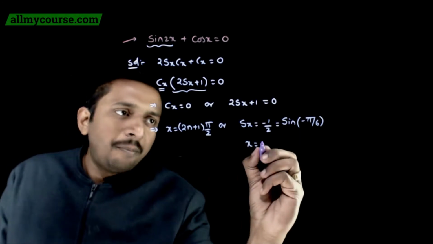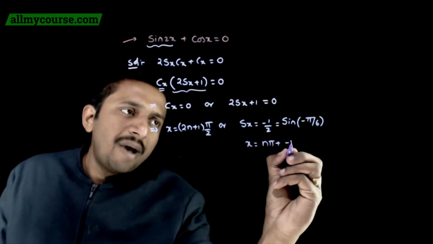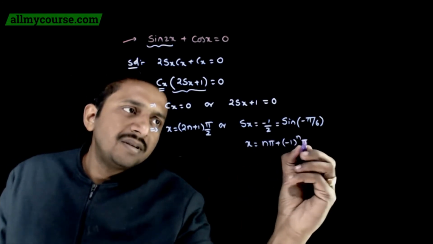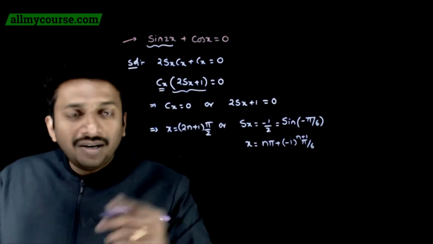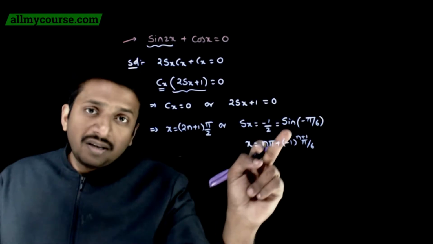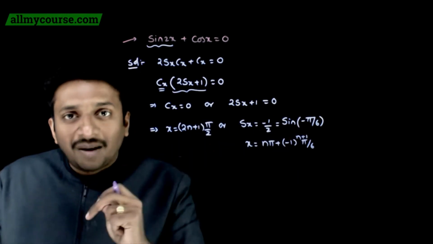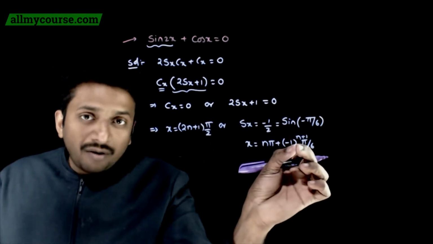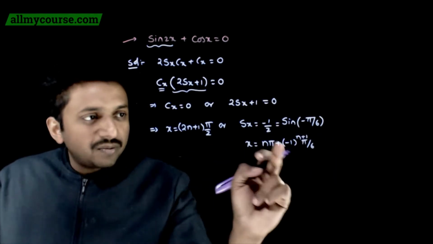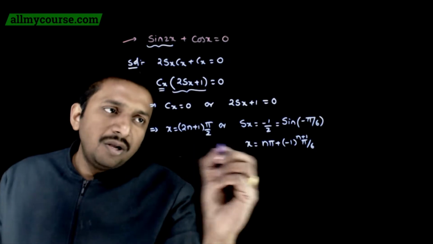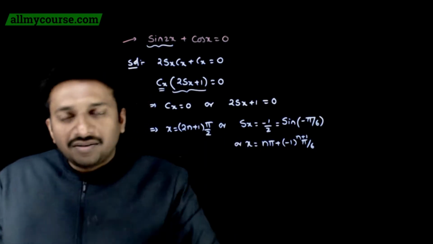So x is equal to n pi plus minus 1 whole power n times pi by 6 with a minus sign. The minus sign can be included into the minus 1, and the power can be written as n plus 1. So minus 1 into minus 1 whole power n is minus 1 whole power n plus 1. So the solution is either this or this.